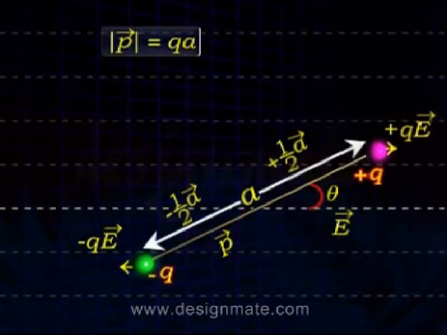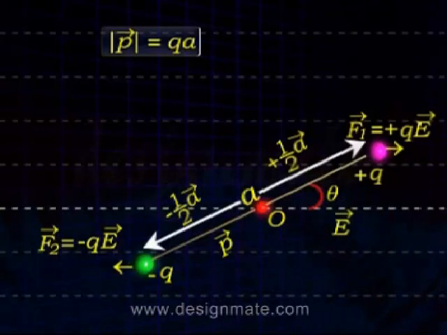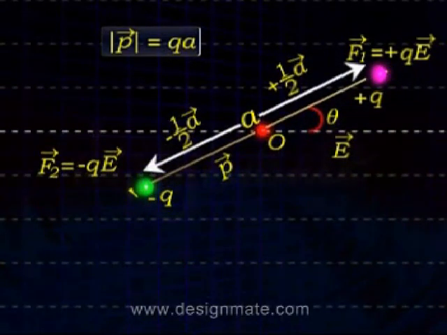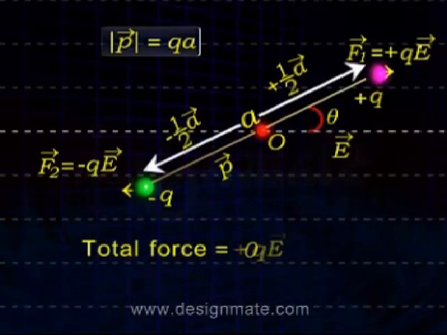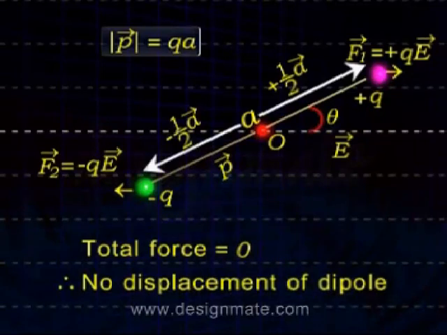with charges plus Q and minus Q at its two ends as a symbol of electric dipole as shown in figure. The midpoint of dipole and the origin of the coordinate system coincide at point O. Forces Q vector E and minus Q vector E are acting on charges plus Q and minus Q respectively. The resultant of these forces is 0. Hence there is no displacement of dipole.